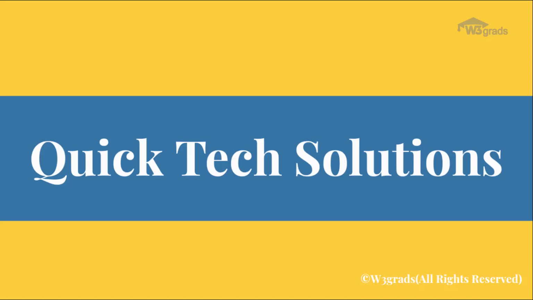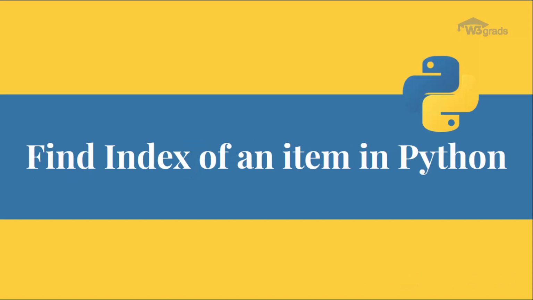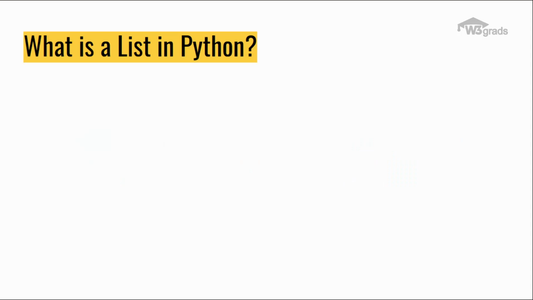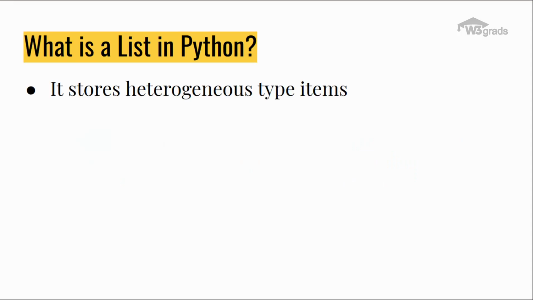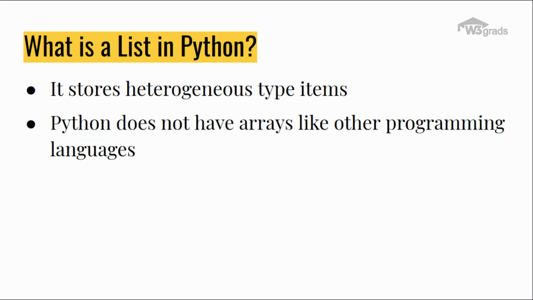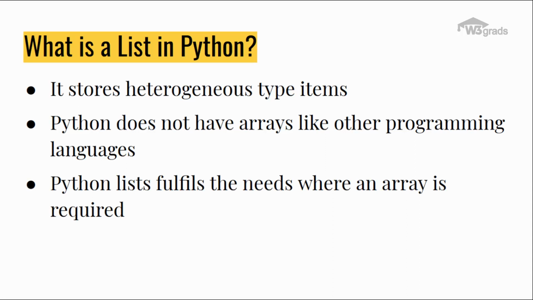In this video, we will learn to find out the index or position of an element in a list in Python programming language. So, let us quickly begin by looking at what is a list in Python. Python lists allow us to hold items of heterogeneous types. There are no arrays in Python unlike in many other popular programming languages. But the Python lists would be sufficient for all the requirements where you may need arrays.